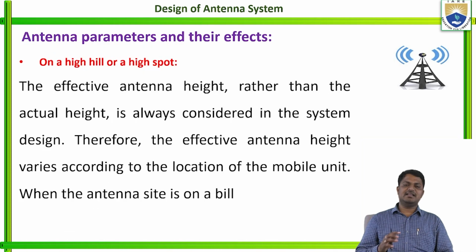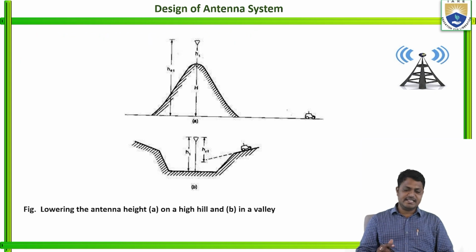The next one is the height of the hill at the high spot. The effective antenna height, rather than the actual height, is always considered in system design. Therefore, the effective antenna height varies according to the location of the mobile unit when the antenna site is on the hill.